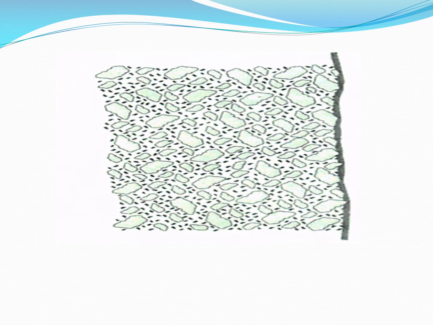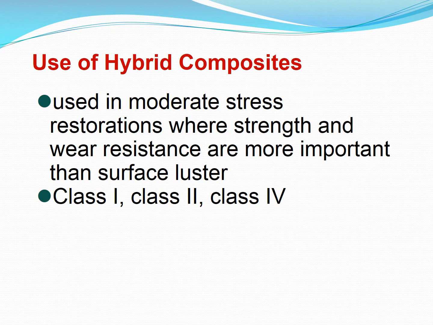This picture shows us the hybrid composite. The particles combine large and small particle sizes and have a half smooth surface. Hybrid composite is used in moderate stress restorations where strength and wear resistance are more important than surface luster, used in class 1, 2 and class 4.